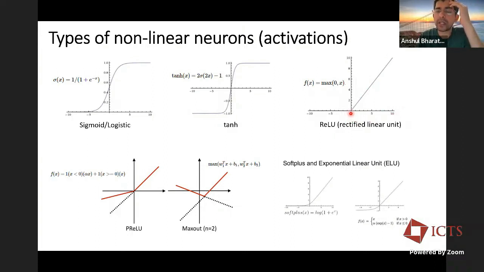But if the input is negative, basically the output is thresholded to 0. Okay, so it's basically a max function between 0 and x. So if x is greater than 0, it's x. If the input is less than 0, it's clamped to 0. So it's a thresholding function.